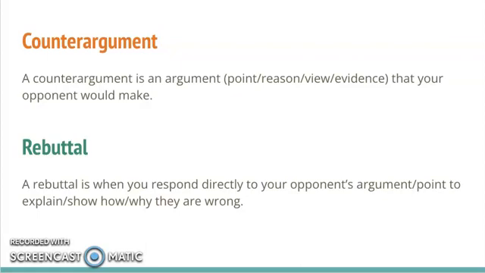And a counter argument is an argument that your opponent would make. So this would be something that the other side, someone who's arguing against you, would say in order to try to prove you wrong. And then a rebuttal is when you respond directly to your opponent's argument and prove them wrong. So we need to be able to address the counter argument in our paper and then prove it wrong. And that's what we're going to be doing in the third body paragraph.